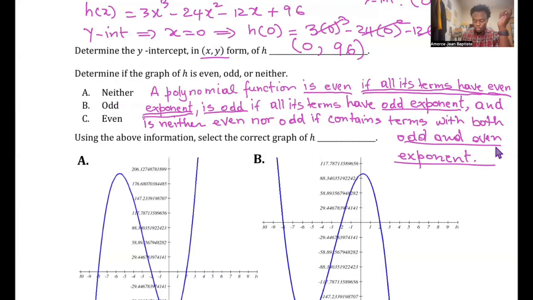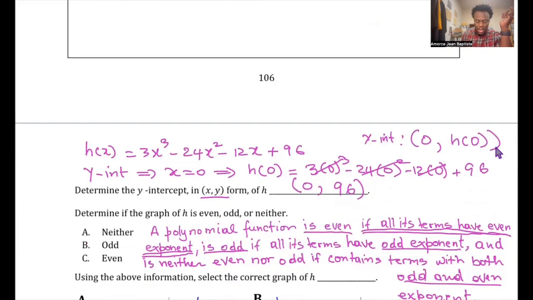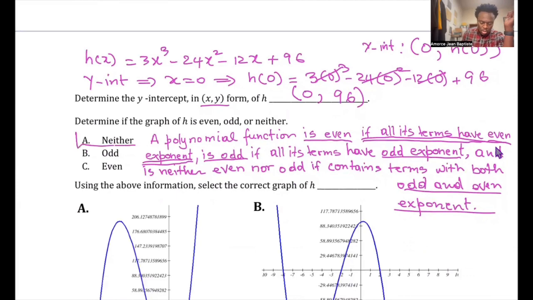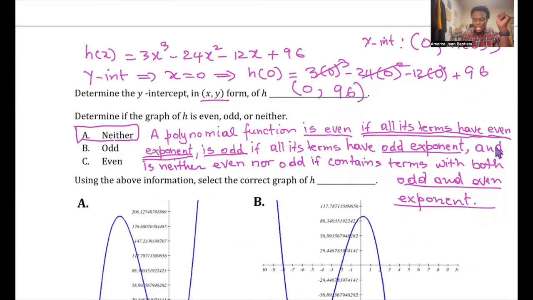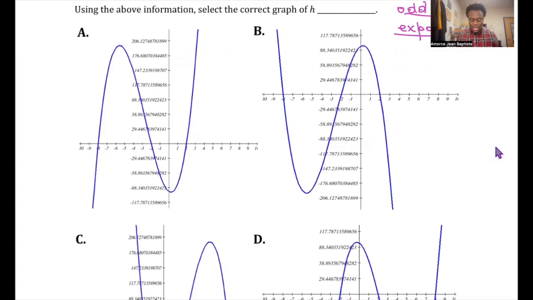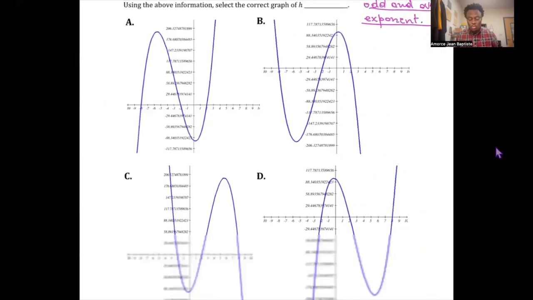Well, let's see what we have here. We have exponent even, odd and exponent even. So then this polynomial would be neither odd nor even. And we can use the information we've built from the questions earlier to graph the function. But since the graph is given to us, we can just identify which one would work.